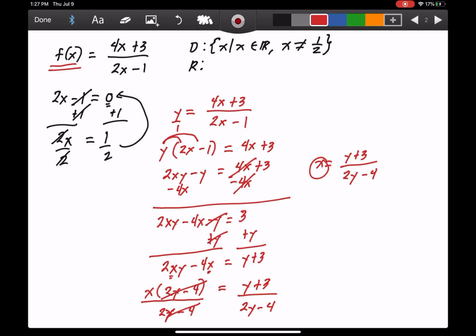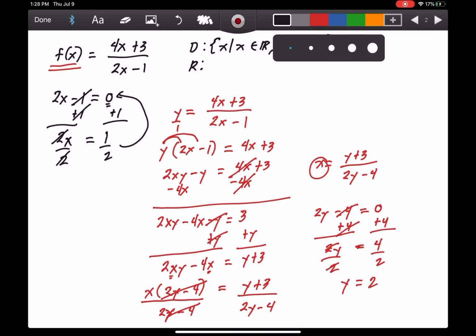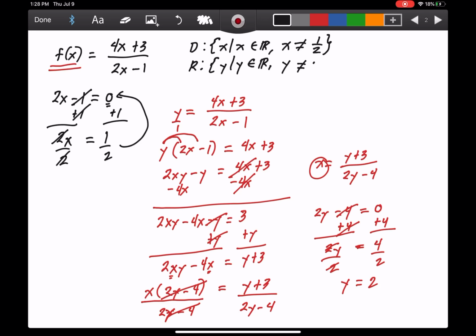Tama? Okay, so same procedure. We will get now the denominator. So, that's 2y minus 4. At kailangan i-equate siya sa 0. And then we solve for y. Okay? So, we add 4 to both sides para lang matanggal yan. Negative 4 plus 4 is 0. So, what's left is 2y equals 0 plus 4 is equal to 4. Then, we divide by 2. So, our y is equal to 2. So, ito yung bawal na range naman dito. Okay? So, our range would be the set of all y such that y is an element of real number but your y is not equal to 2.